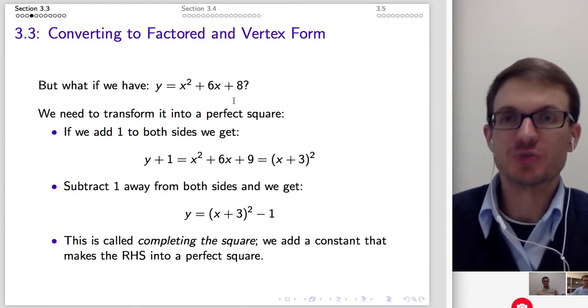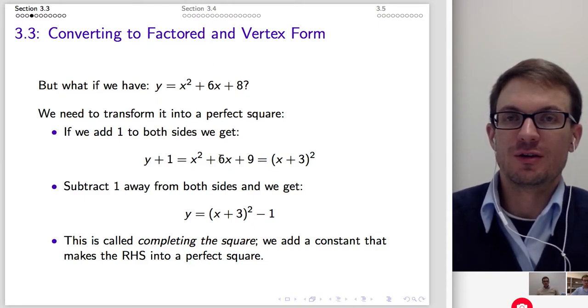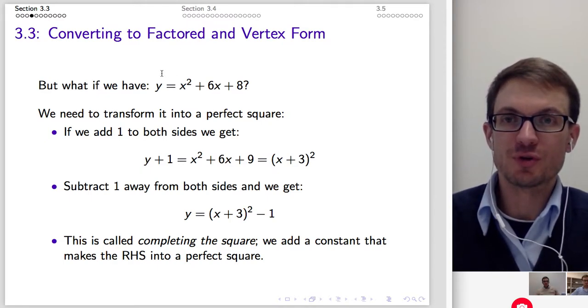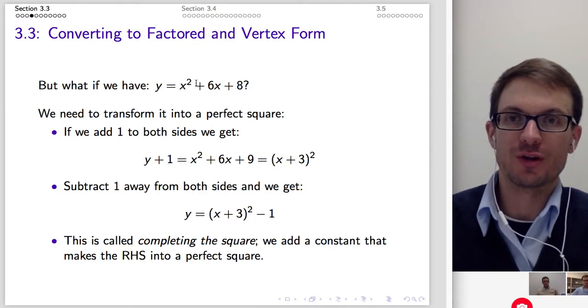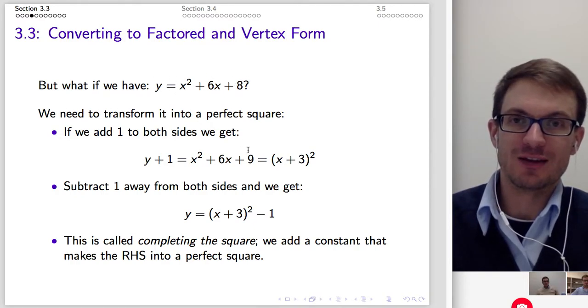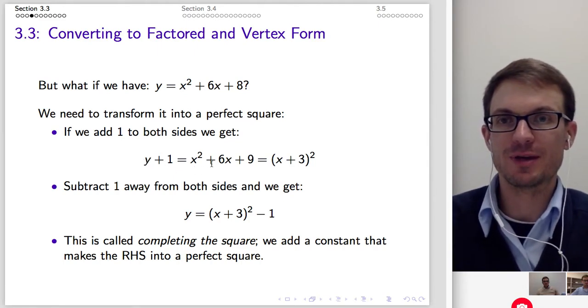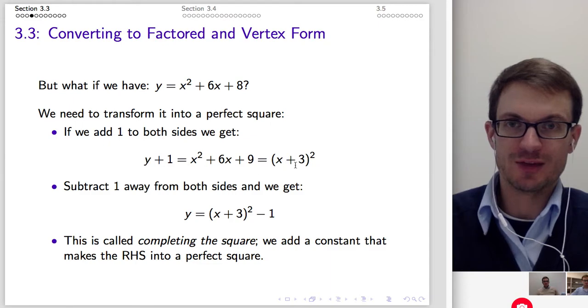Okay. Suppose we have something that's close to a perfect square, not exactly. We have an 8 here. Well, we can manufacture a perfect square. How do we do this? Well, suppose we add 1 to both sides. If we do that, that'll preserve this equality, and it'll convert this 8 to this 9. We're just going to ignore the left-hand side for the time being, and we're going to write the right-hand side as the perfect square we know it is.